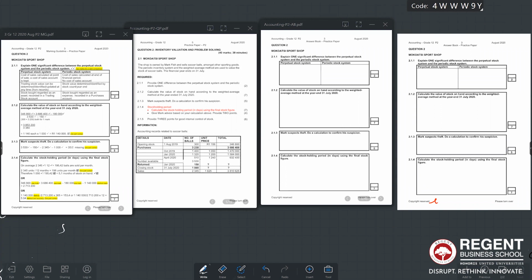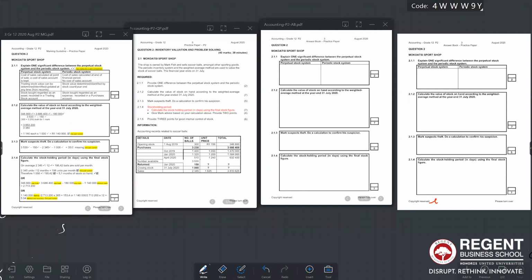1,140 rands. Okay. The next one is for 5 marks, and they're donating 5 marks your way. You can't afford to throw the 5 marks. They said, Mark suspects theft. Do a calculation to confirm his suspicion.